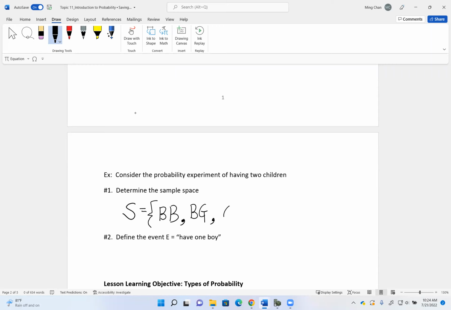My first child can be a girl, my second child is a boy, or both my children are girls. So your sample space is boy-boy, boy-girl, girl-boy, girl-girl. So you've got 4 possible outcomes of having 2 children. Each child has 2 outcomes.